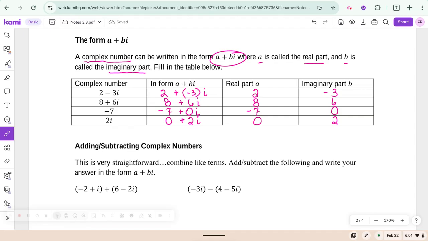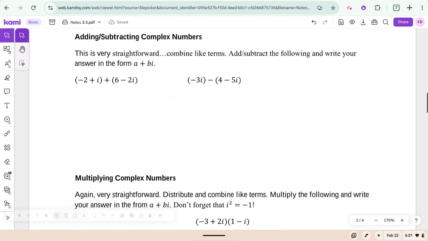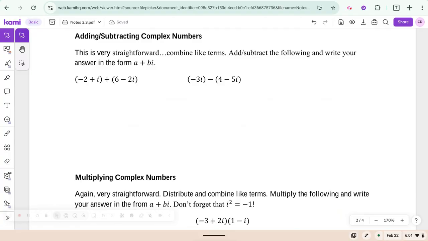Now that we know a little bit about complex numbers, let's look at how we would do math with complex numbers. It's actually pretty straightforward. It's just like combining like terms when you add or subtract complex numbers. i is not a variable because its value does not vary. i is always the same thing. i is always the square root of negative 1. However, when we're doing algebra, i will behave like a variable.